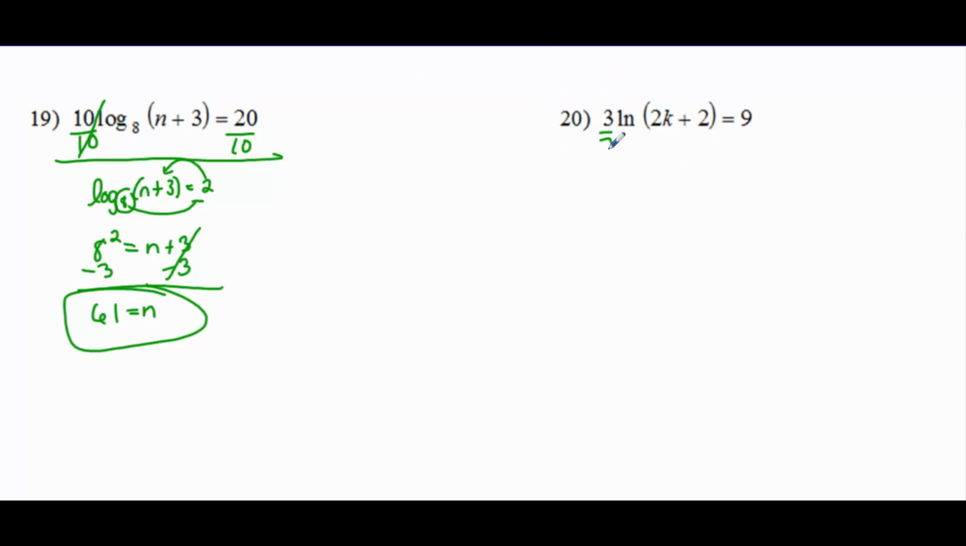Now let's, on 20, divide by 3. Natural log. At some point you might think about rewriting it as log base e, or at least you need to be thinking about the fact that it's log base e, because we're about to rearrange it. And so it's kind of a good idea. 9 divided by 3 is 3. So this is going to be e cubed equals 2x plus 2.